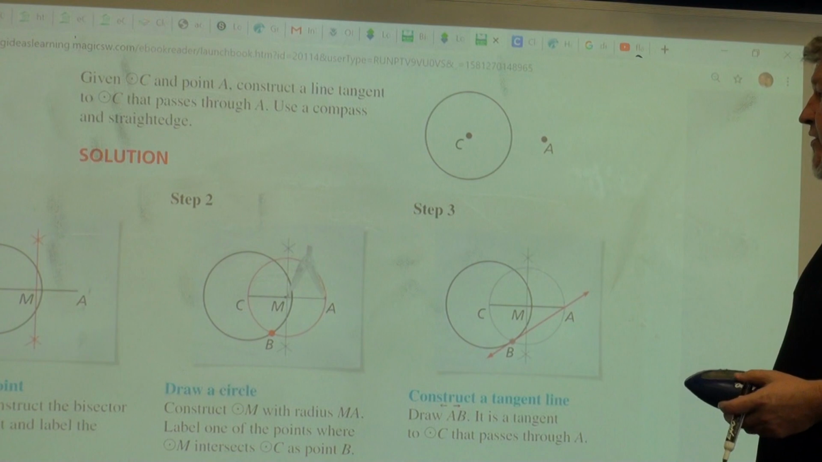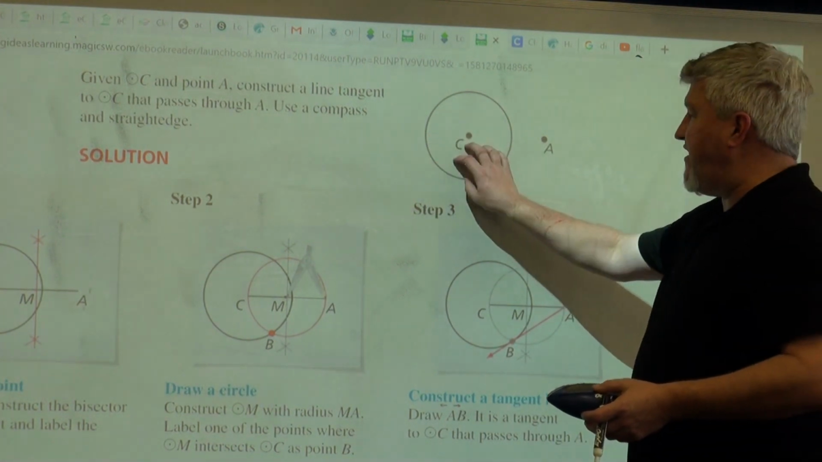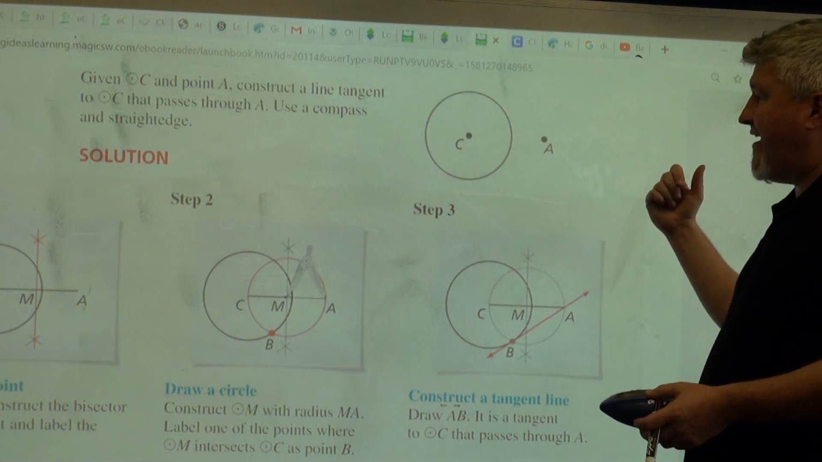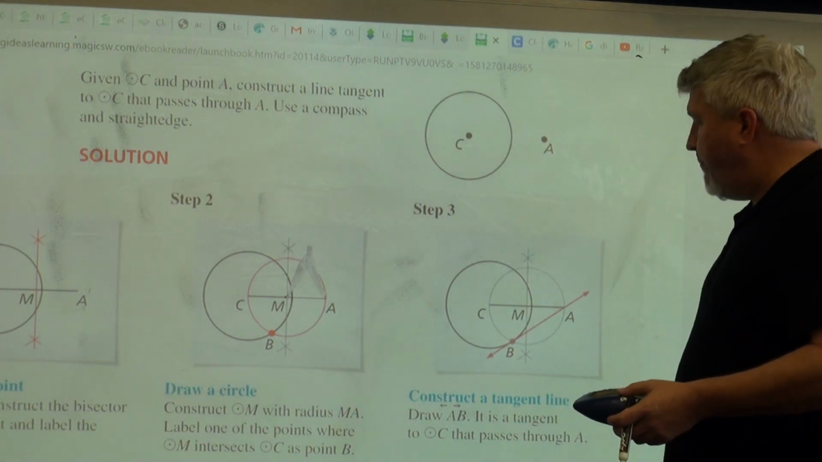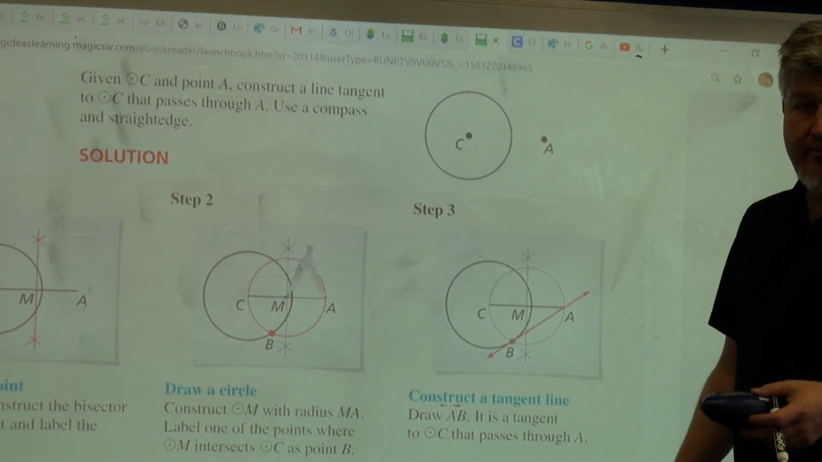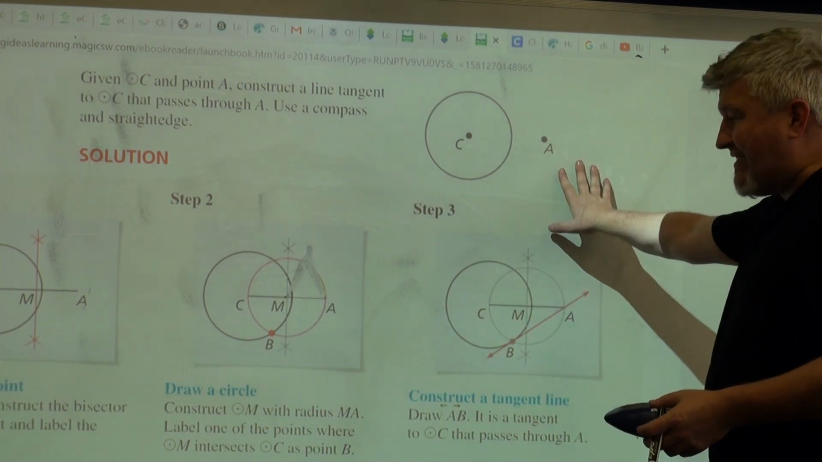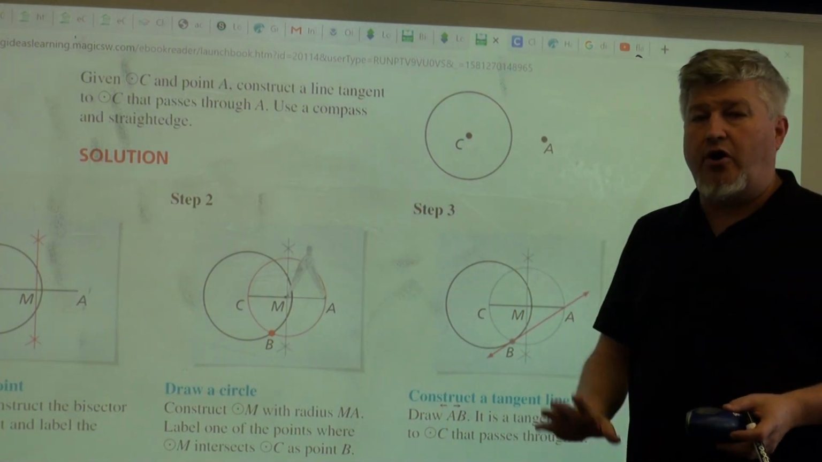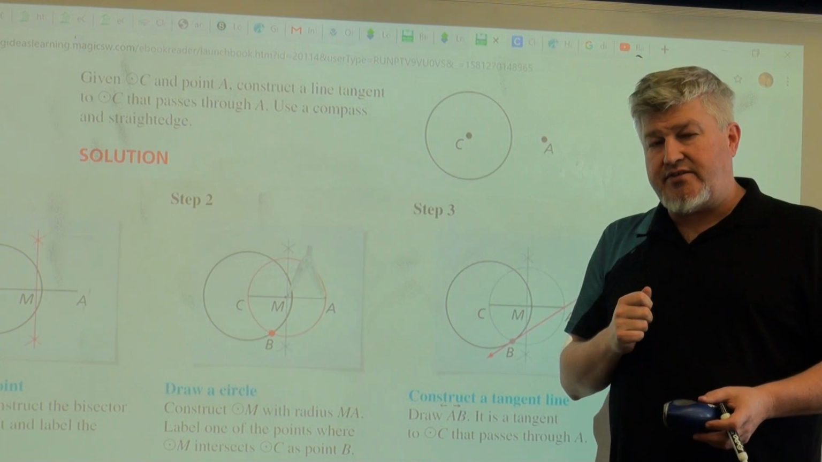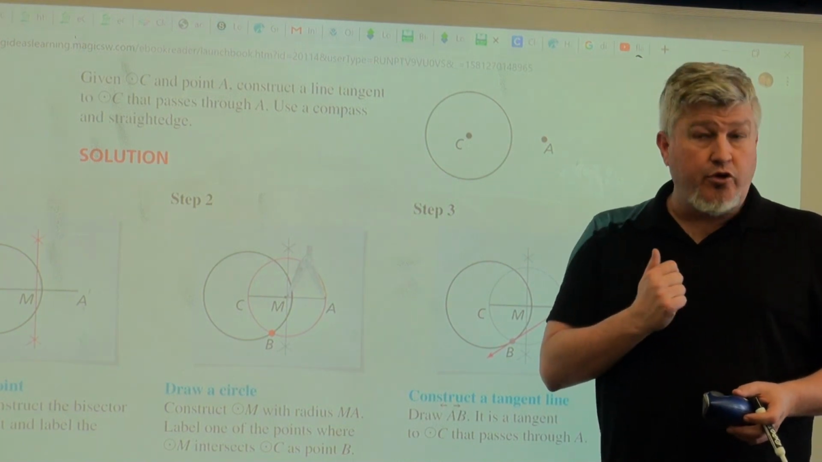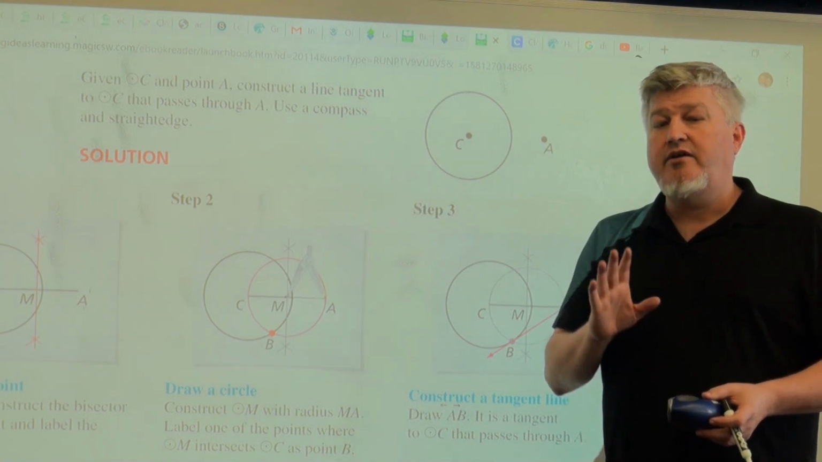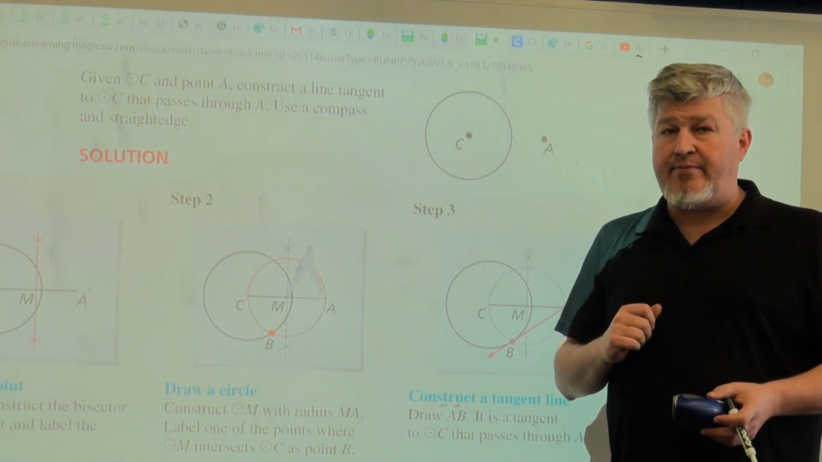Who cares? All right. So given that you have this circle C and point A, construct a line that is tangent to C that passes through A. Use a compass and a straight edge. This is to do it precisely. So, you are going to do this. Get out your piece of paper and your protractor, go over and get a ruler for a straight edge unless you don't have one. Teacher, go ahead and pause it here. Give them time to get set up.